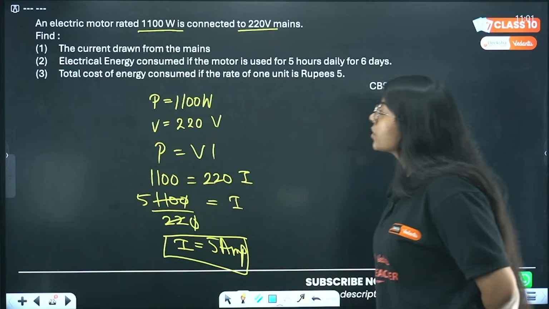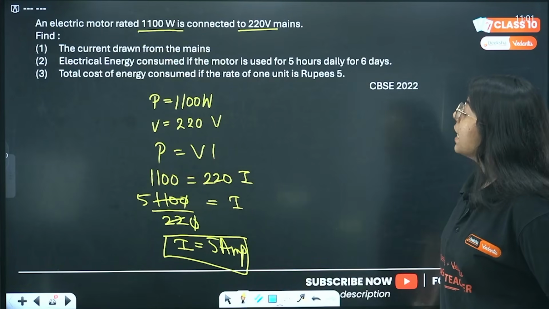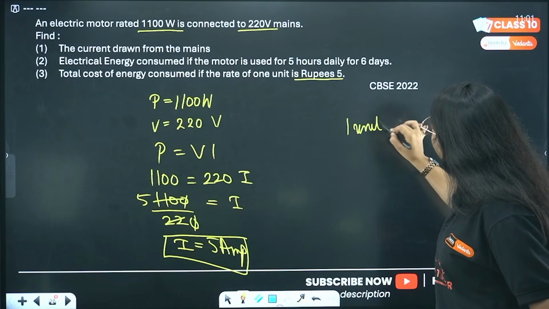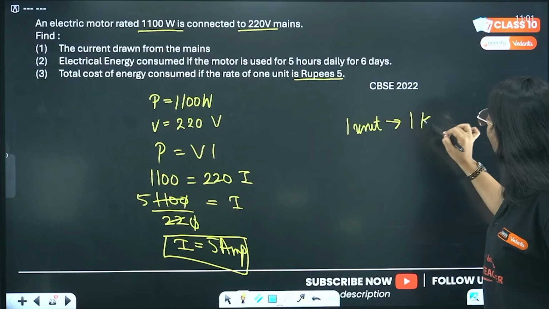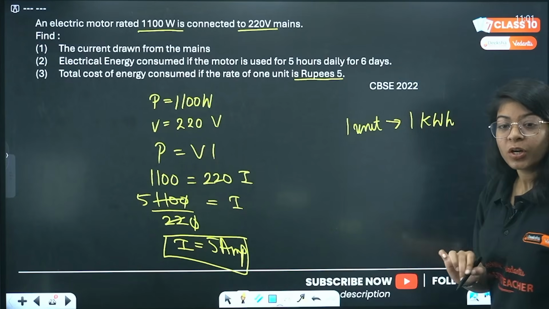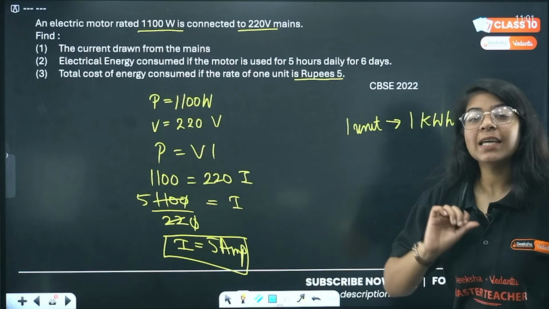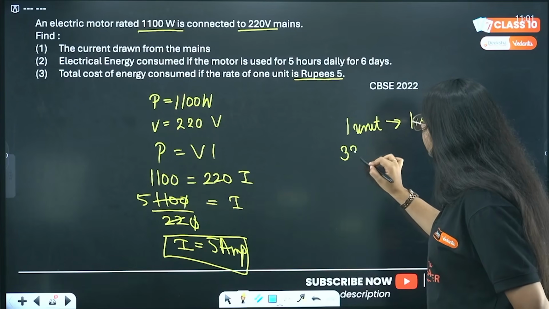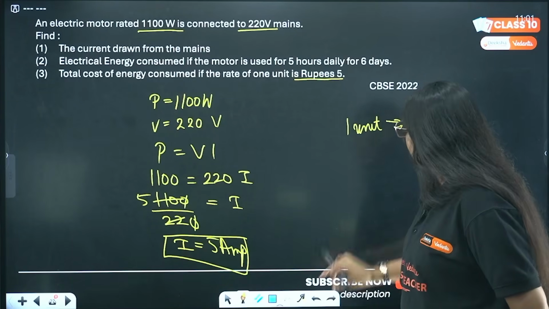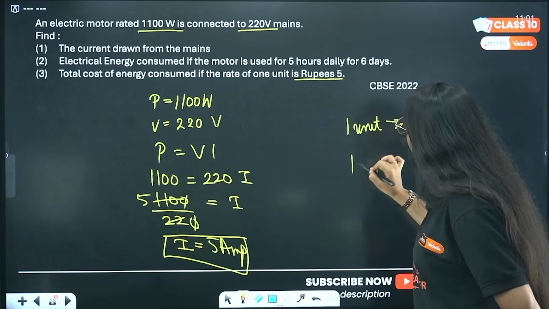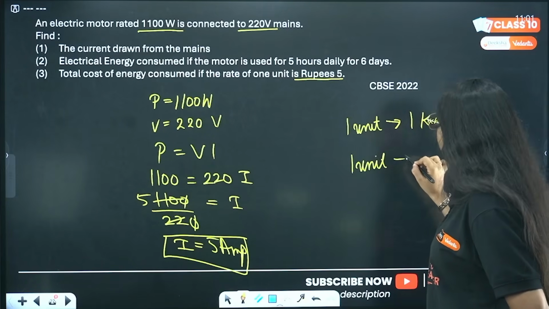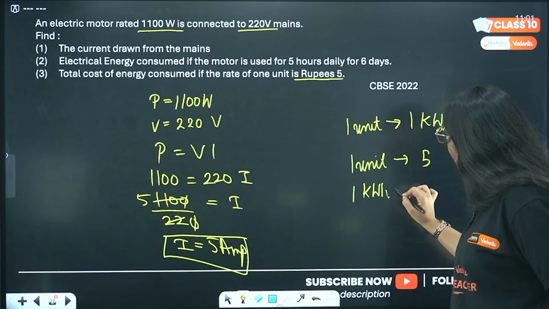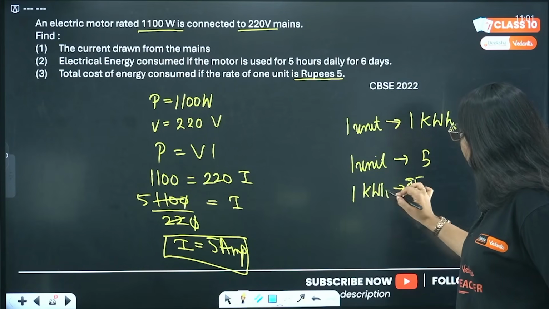They are asking what is the total cost of energy consumed if the rate of 1 unit is 5 rupees. Now 1 unit is actually equal to 1 kilowatt hour. So we had 33, and the rate of 1 unit is 5 rupees. So the rate of 1 kilowatt hour will also be 5 rupees, correct?